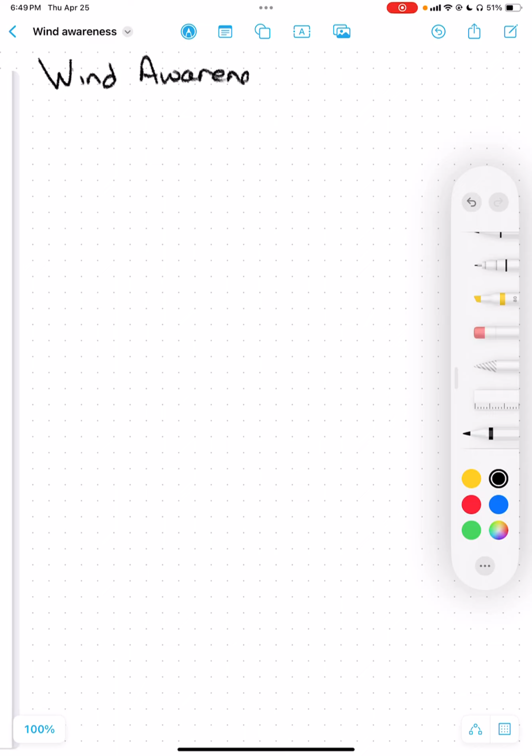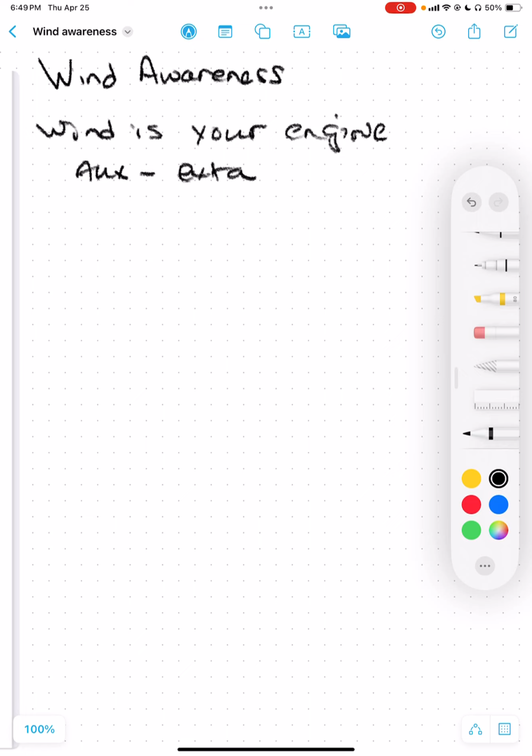In our chalk talk, wind awareness. That just means that you know about the wind, and you really need to know about the wind as a sailor because the wind is your engine, right? The engine on a sailboat we call auxiliary, which means it's extra. It's only when you need it. The wind is actually your engine. That's the power of your boat.